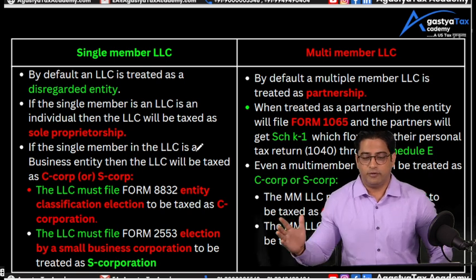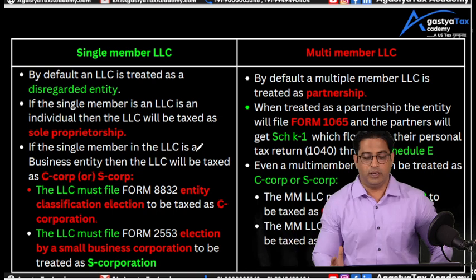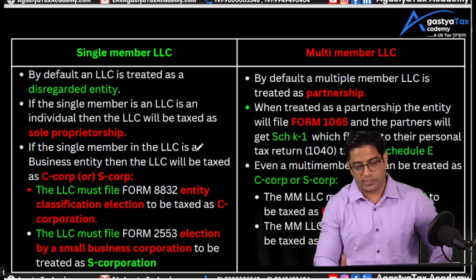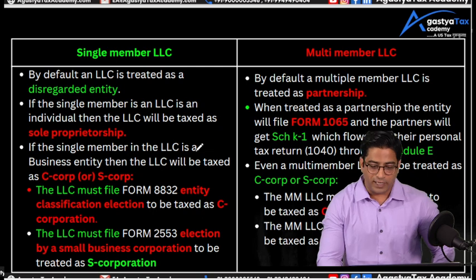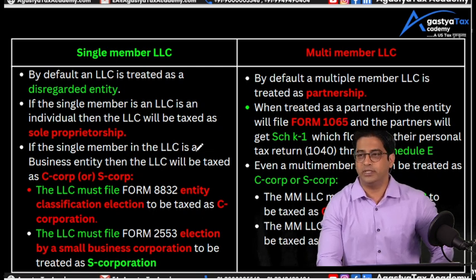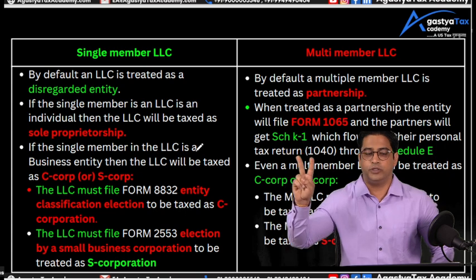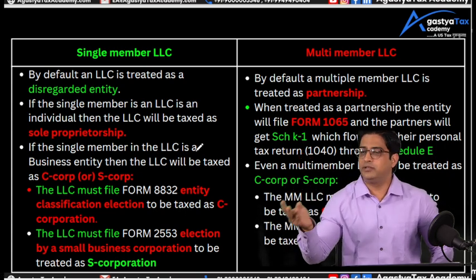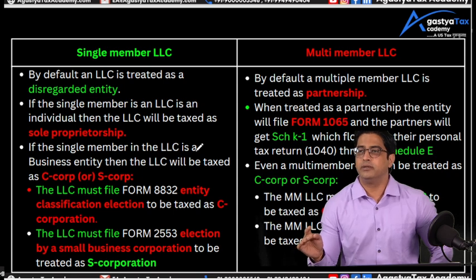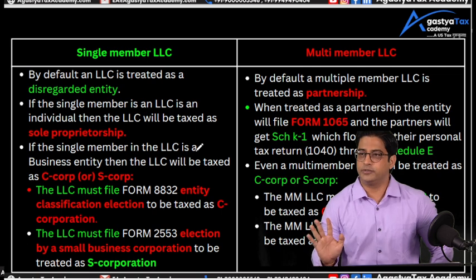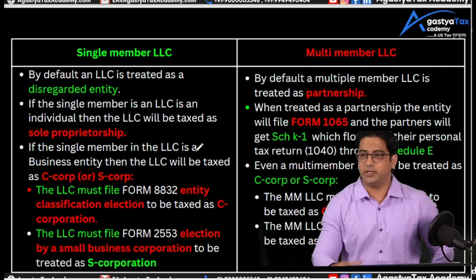Let's suppose you are a multi-member LLC, it can be treated as a C corp or S corp. Again, the multi-member LLC has to make an election by filing form 8832 to file as a C corporation. If you want to file as an S corporation, you will have to file form 2553. You have to remember 2 forms. What are those? 8832 to file as a C corporation, 2553 to file as an S corporation. Only 2 forms. It's a subchapter.